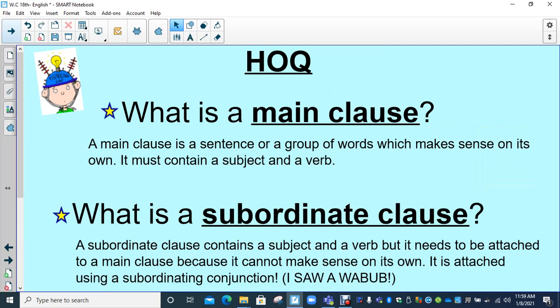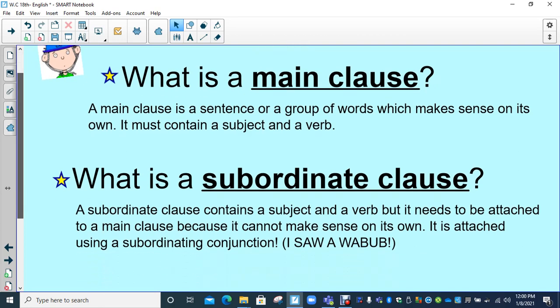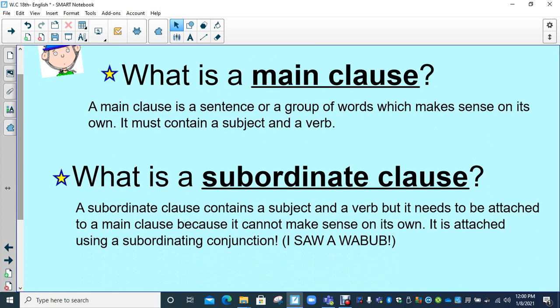So we're going to think about what a main clause is and what a subordinate clause is. So, as we know, a main clause is a sentence or a group of words which makes sense on its own, and it must contain a subject and a verb. So, for example, it could be, I love pizza. That would be a main clause. It contains a subject and a verb. The verb in that sentence being love. But what is a subordinate clause?